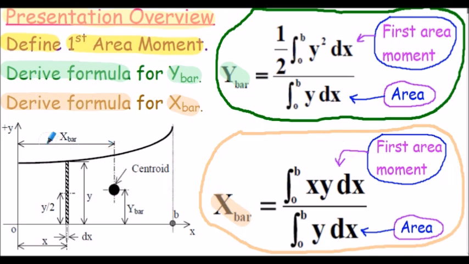To define the centroid location, shown here on our sketch, we need to calculate the x-bar location, that's the horizontal distance from the y-axis, our datum in this case, and calculate the y-bar, that's the vertical distance from the horizontal datum axis in this case.